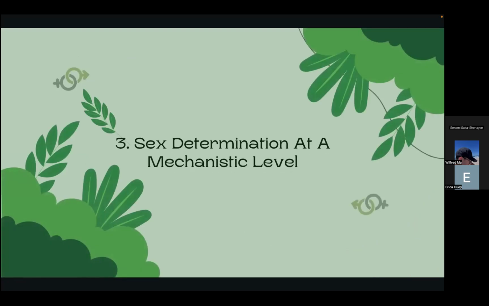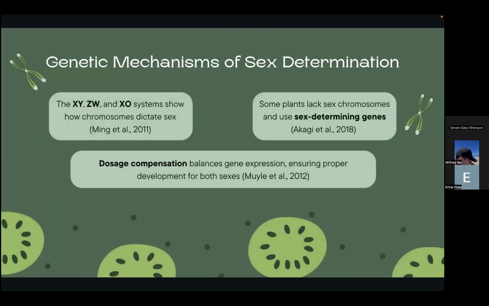And lastly, sex determination at a mechanistic level. Sex determination in plants begins at a genetic level. Some plants use sex chromosomes like XY, ZW, or XO systems to define male or female identity. Others don't rely on full sex chromosomes, but rather on specific sex-determining genes, such as the CmM1 gene in kiwifruit. Having different sex chromosomes can create an imbalance in gene expression, which plants correct using dosage compensation. This ensures both sexes develop properly despite genetic differences.